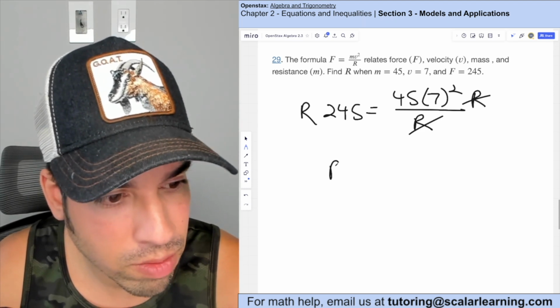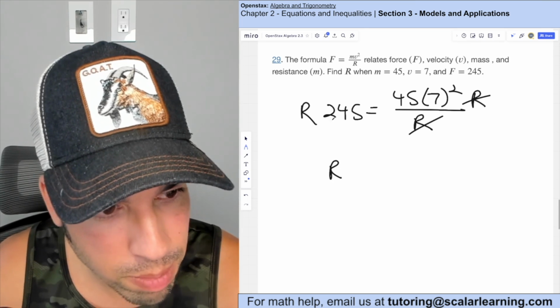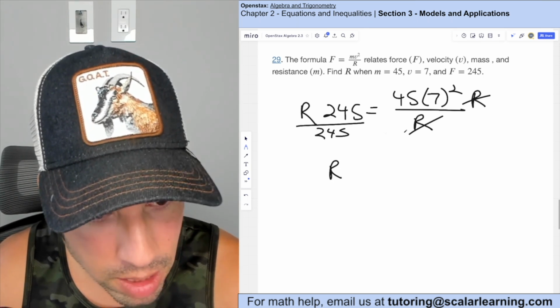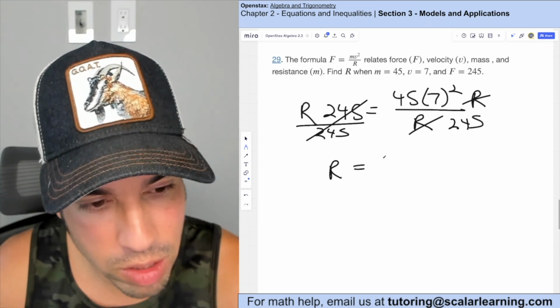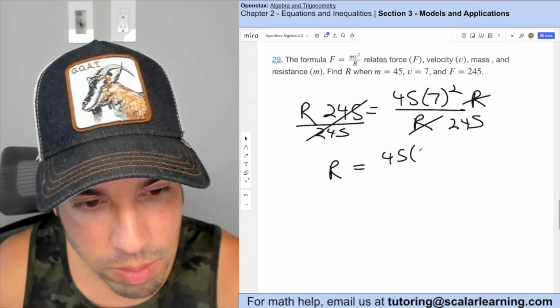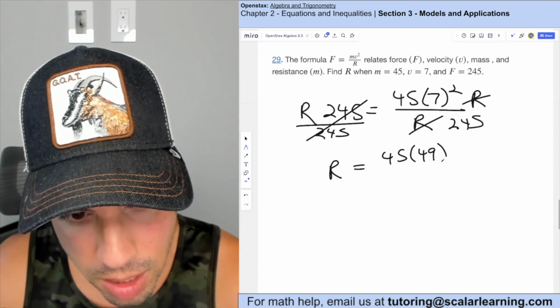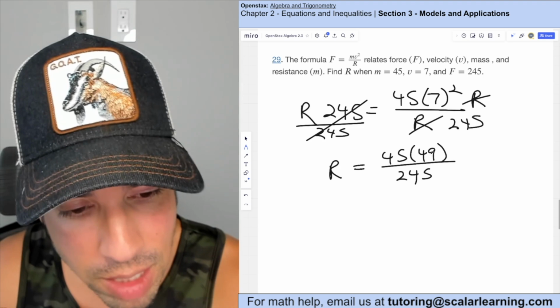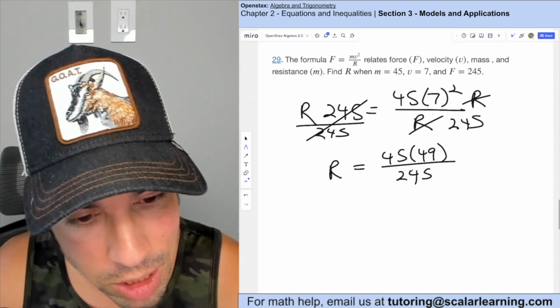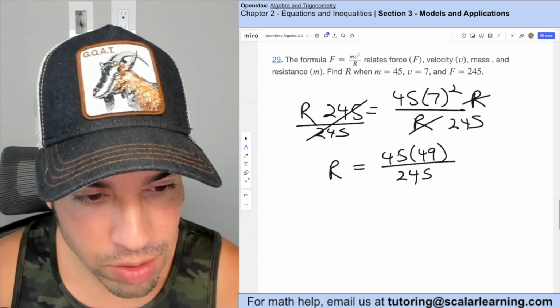And then I'm going to divide both sides by 245. I'm going to consolidate it in one step, so we have less to write. So now it's r equals 45 times 7 squared, which is 49, over 245. Now I can multiply this out and then divide, but that's going to be a mess. Instead, I'm going to simplify as follows.